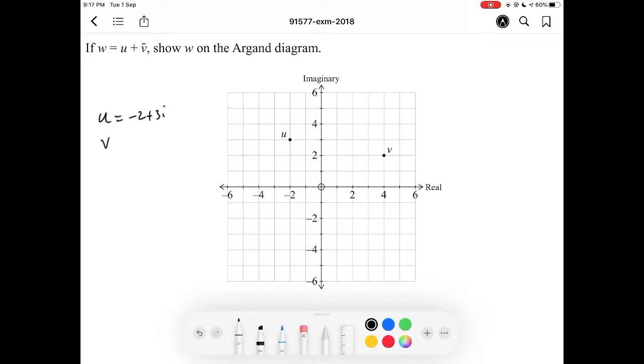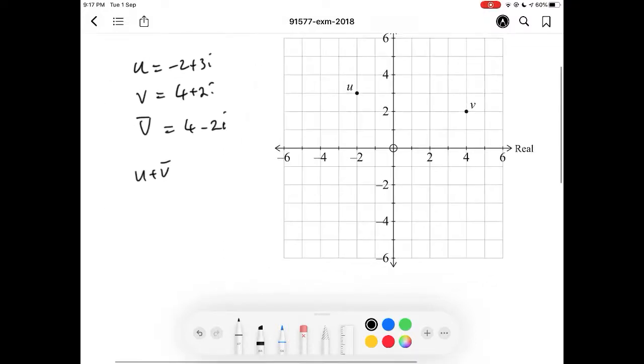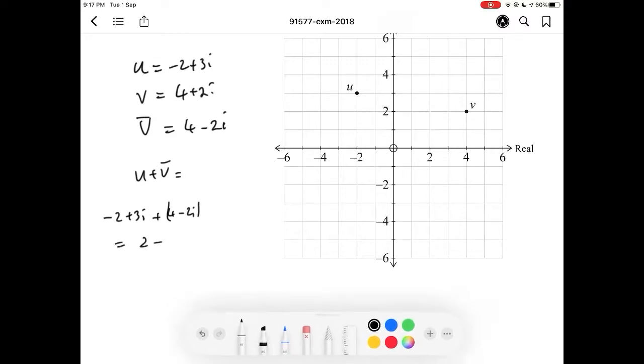v is 4 on the real axis and 2 on the imaginary axis, so that equals 4 plus 2i. Our conjugate of v equals 4 minus 2i, and therefore u plus conjugate of v would be equal to -2 plus 3i plus 4 minus 2i. And that will give us 2 minus i. That's right, 2 plus i. Yes, sorry, 2 plus i.